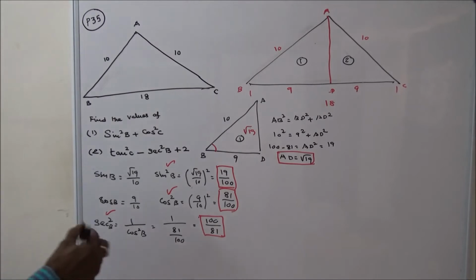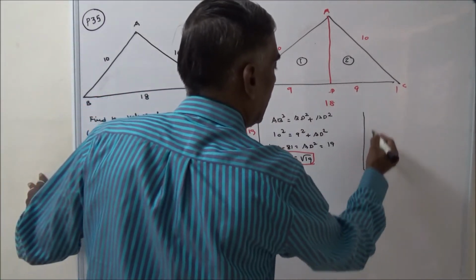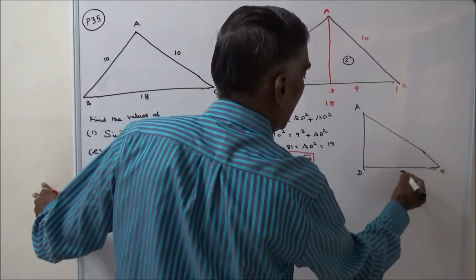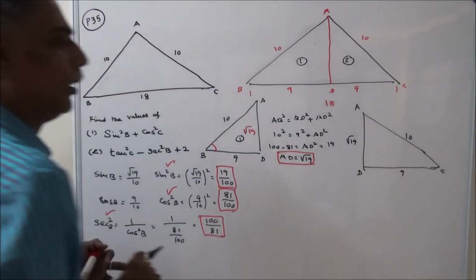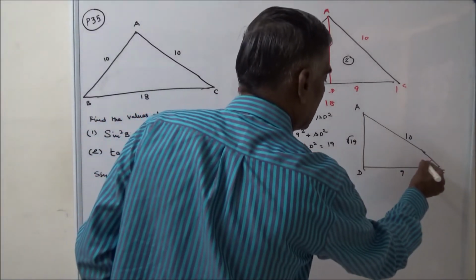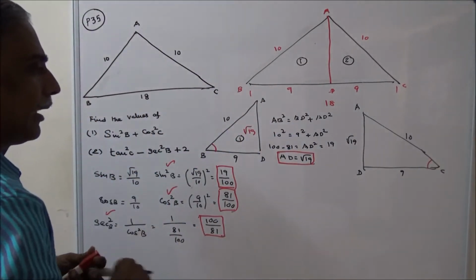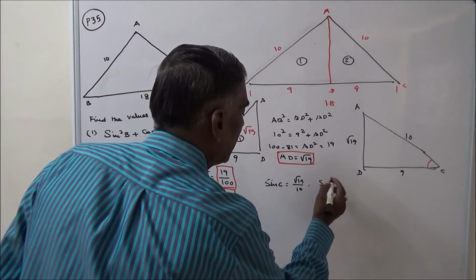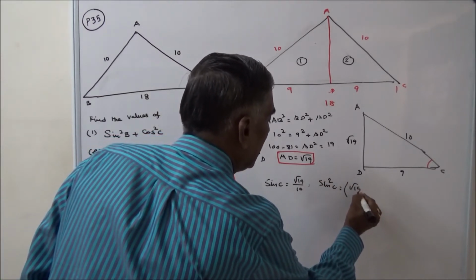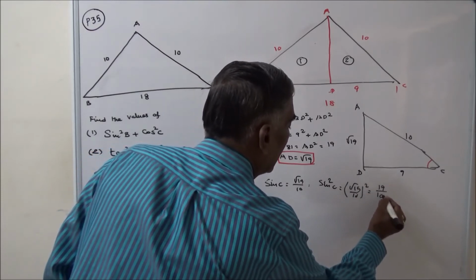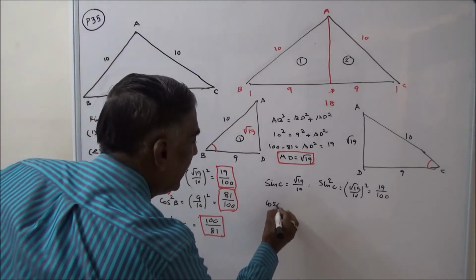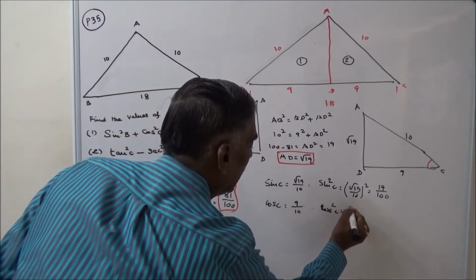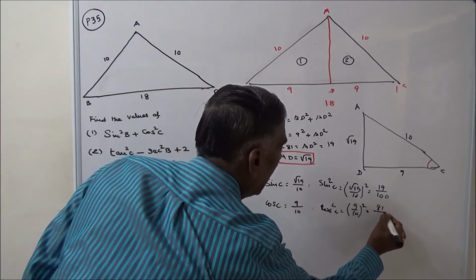Now I take the second triangle. This is the triangle. Here this is A, this is D, this is C, this is 9, this is 10, again this is root 19. Now acute angle is C, reference angle is this. So sin C is equal to root 19 by 10. Sin square C is equal to root 19 by 10 the whole square, that is equal to 19 by 100. Cos C is equal to 9 by 10, sorry, cos square C is equal to 9 by 10 the whole square, that is equal to 81 by 100.